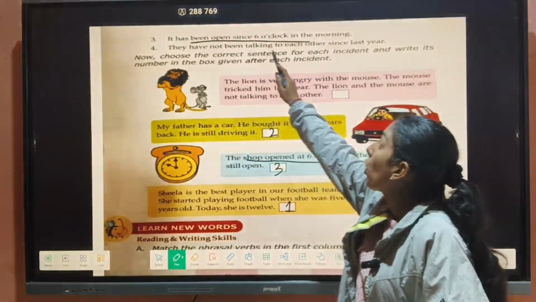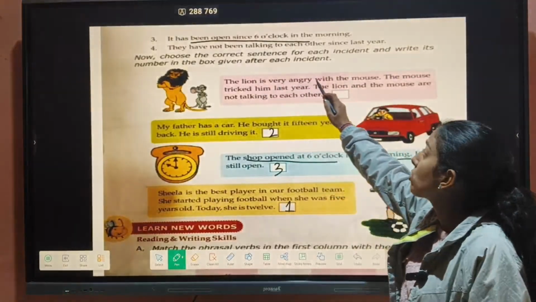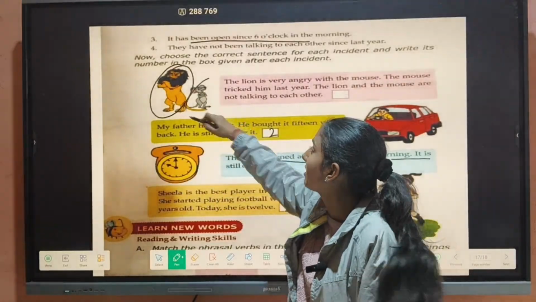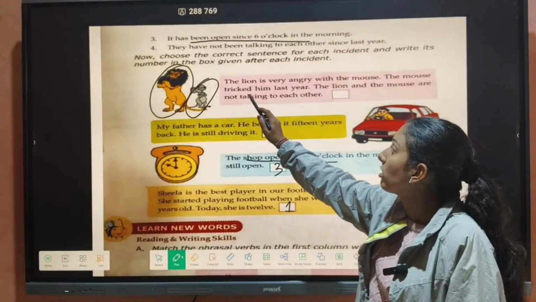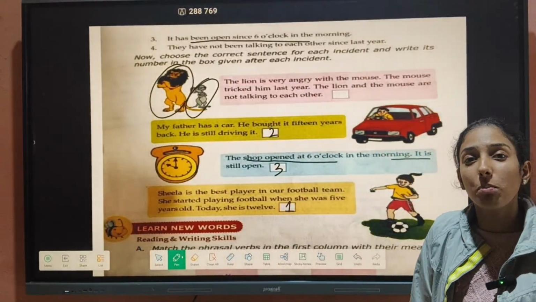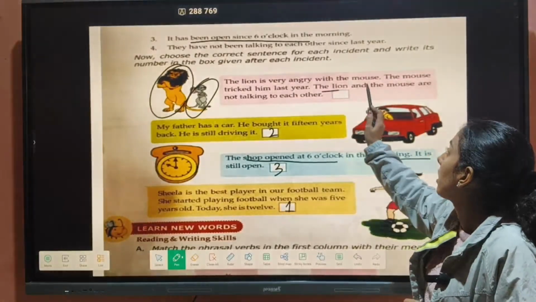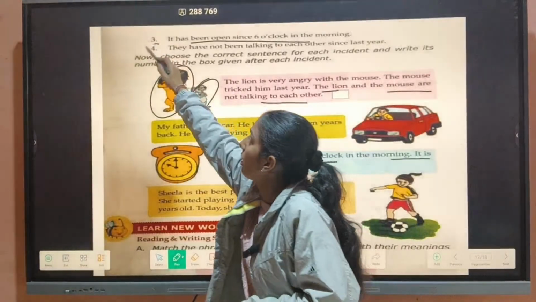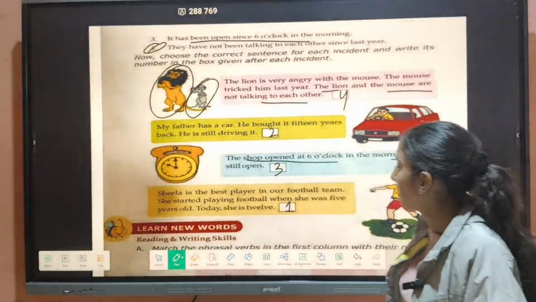Fourth, they have not been talking to each other since last year. It means the lion is very angry with the mouse. You can see here one lion is there and the mouse is there. They both are angry with each other. The mouse tricked the lion last year. He made a fool of him. The lion and the mouse are not talking to each other. This was incident number 4. It was a very simple exercise.